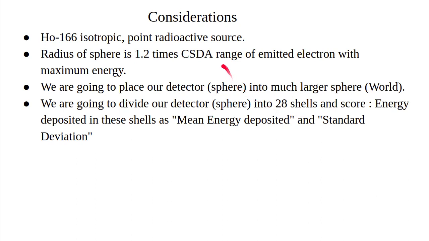So let's start and see how we can do it with TOPAS. For our simulation, we have considered a hafnium-166 isotropic point radioactive source. The radius of the sphere is going to be 1.2 times the CSD range of the emitted electron with maximum energy. We are going to place our detector, that is our sphere of 1.2 times the CSD range, into a much larger sphere that we are going to call the world, and then we are going to divide the sphere into 28 shells. Basically we are going to score energy in these 28 shells in terms of mean energy deposited, total energy deposited, and the standard deviation.